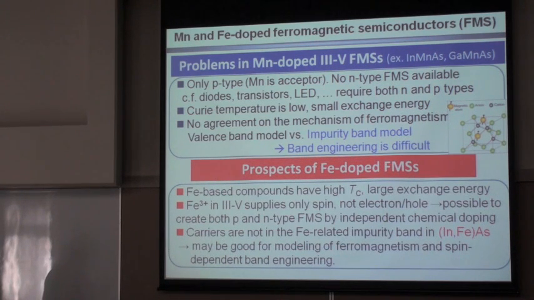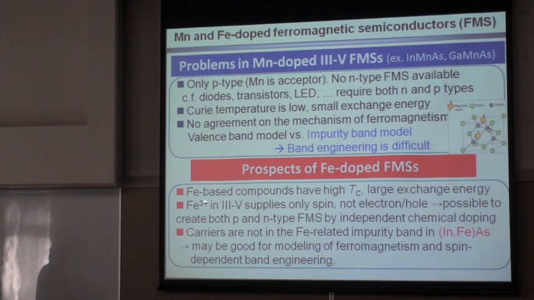So in this talk, I'm going to talk about iron-doped ferromagnetic semiconductor material. In general, there are some prospects or expectations in iron-based material. Iron-based compounds, including metallic compounds, have high Curie temperature due to large exchange energy.